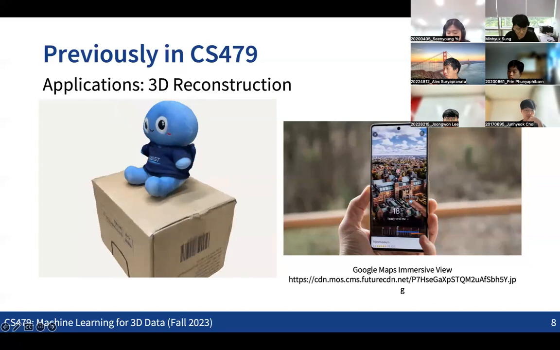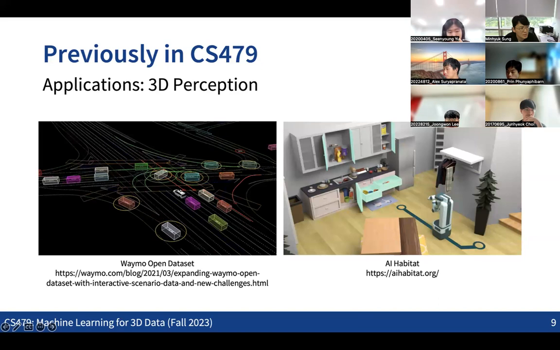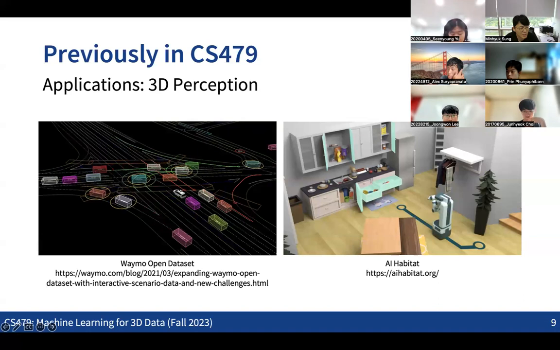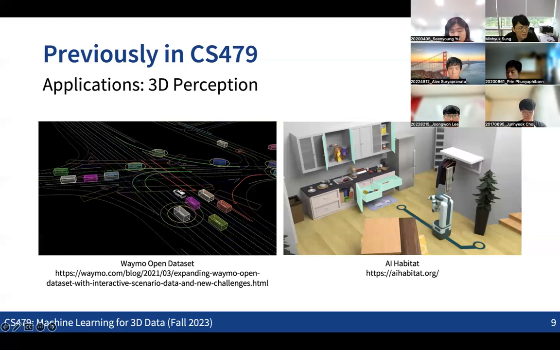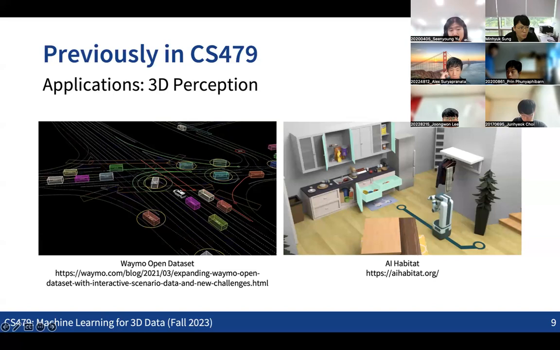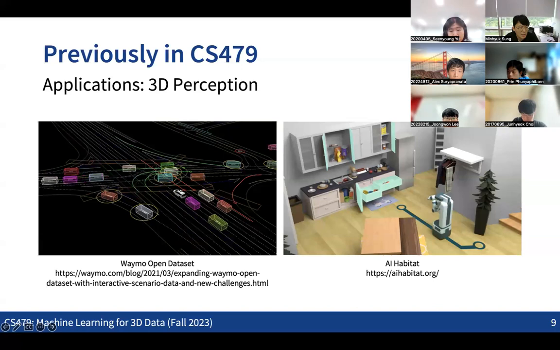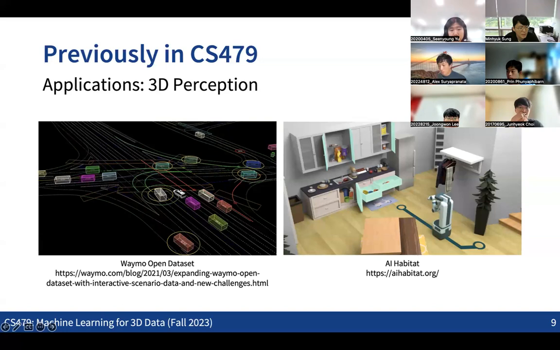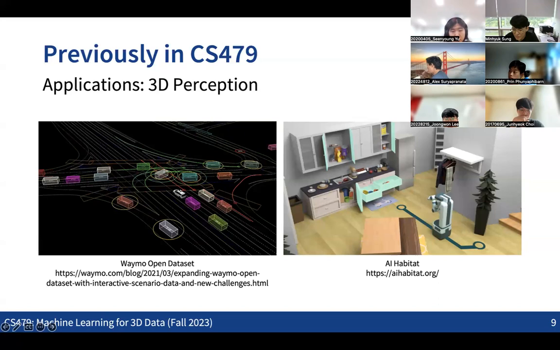We have also seen some applications that take the 3D data as input, not generating outputs. Those 3D perception techniques could be used in applications like autonomous driving, or robot and scene interactions for many robotics applications. So those are the applications that we briefly discussed last time. In this course, we are going to discuss more basic and fundamental techniques that can be used in many of these applications.